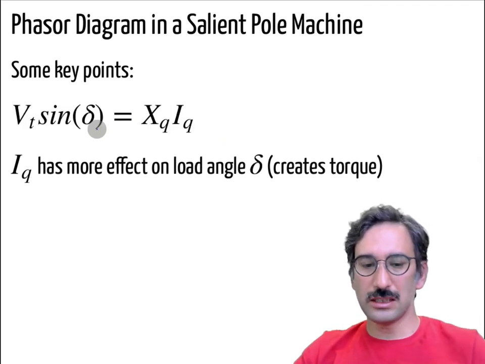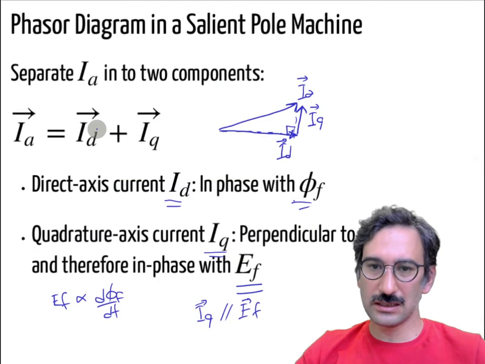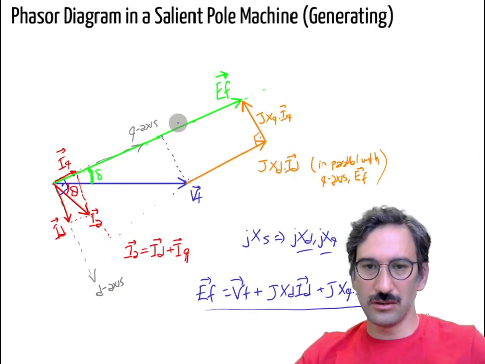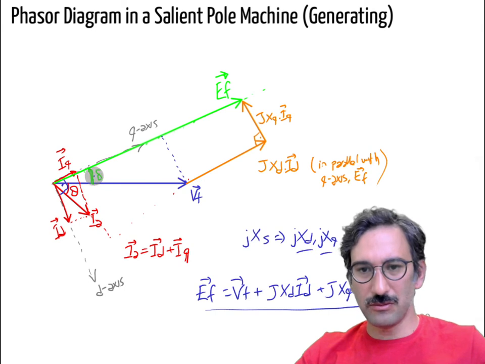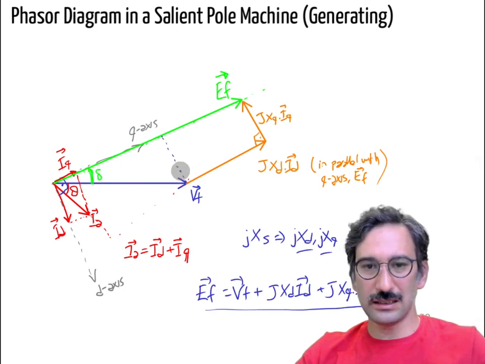Okay. So the other one is, let's have a look at here. Okay. So that one, Vt sine delta. That distance Vt sine delta is equal to Xq Iq.